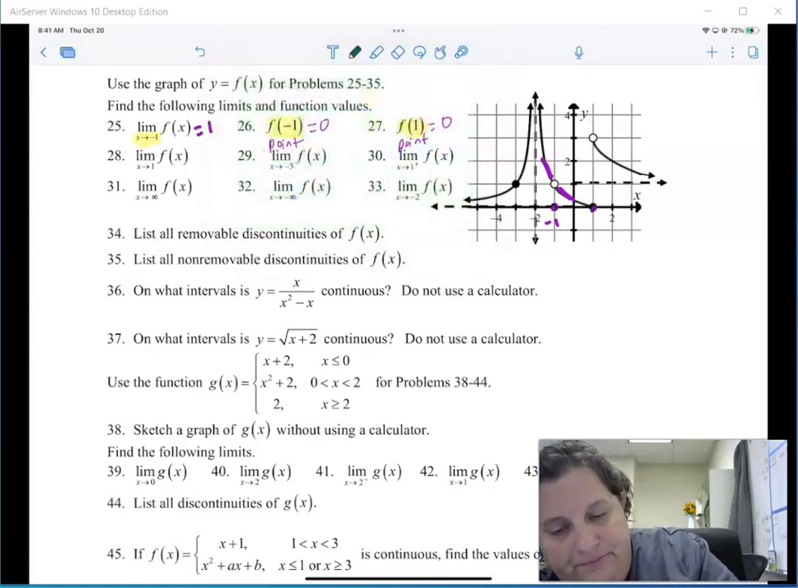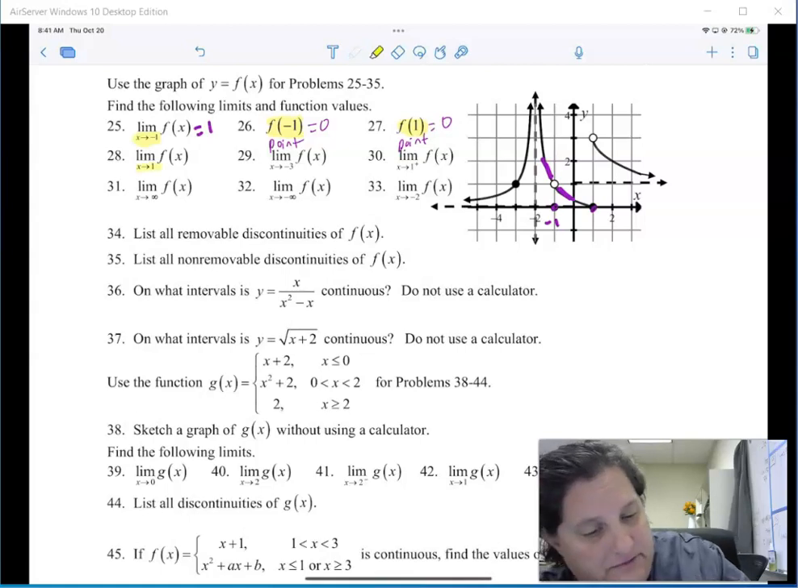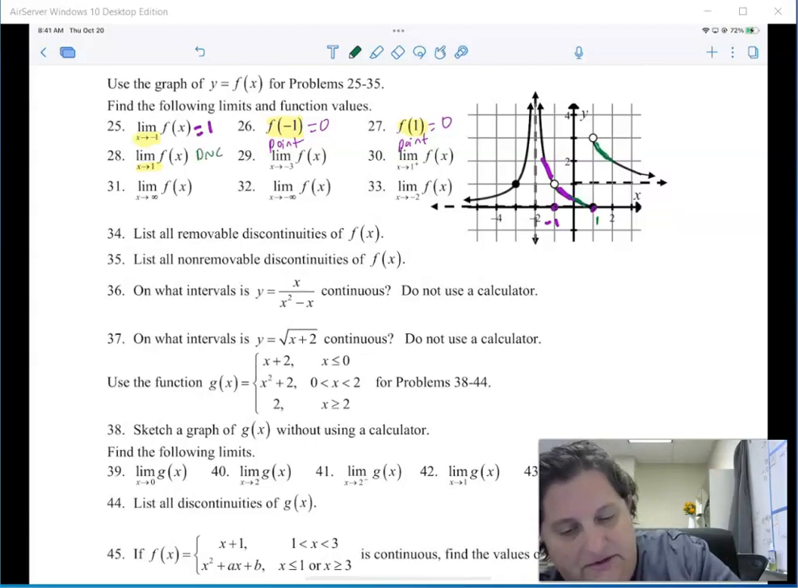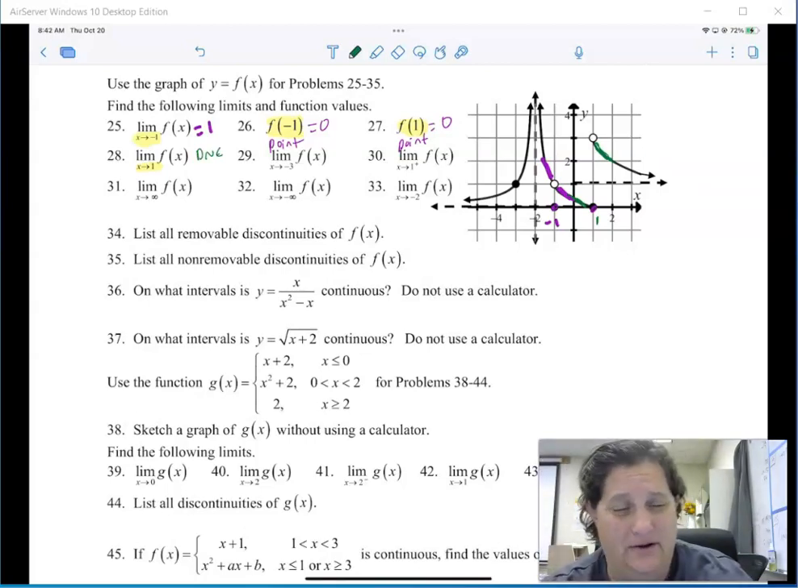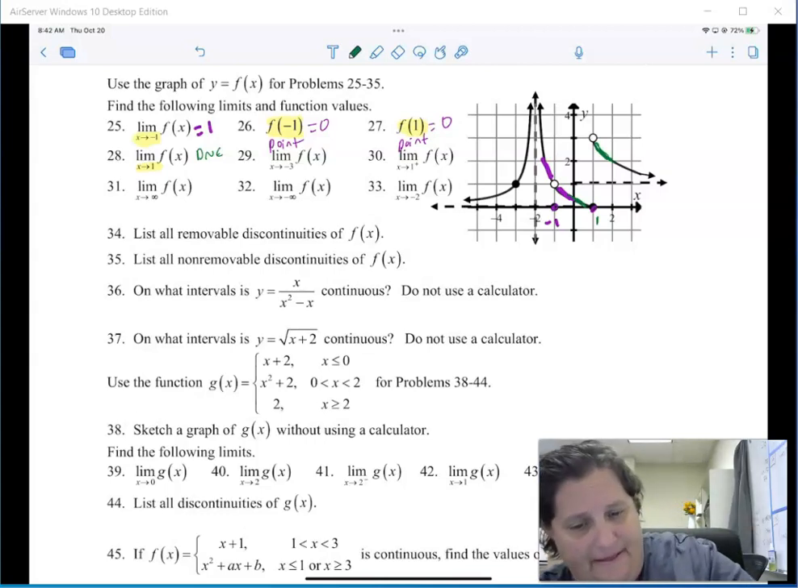Let's see. The limit as I approach 1. This is a +1, and it's both sides. Well, the right-hand side goes to 3, the left-hand side goes to 0, so this does not exist. Okay? It would have to go specifically from one side or the other in order for us to find it.